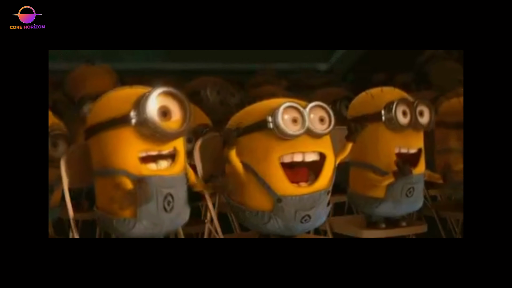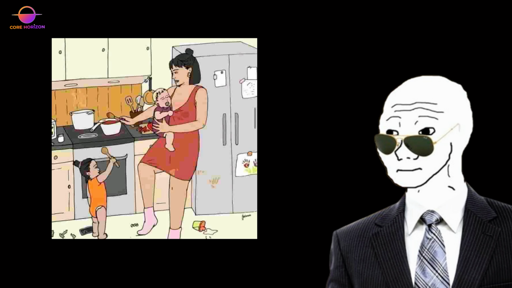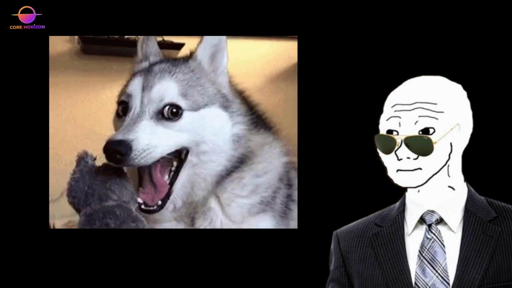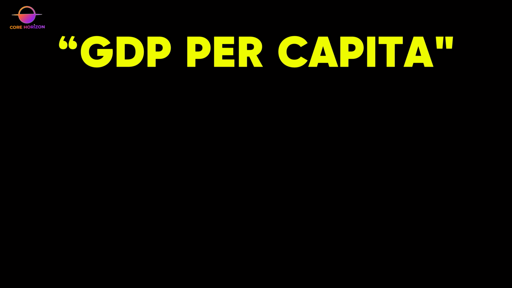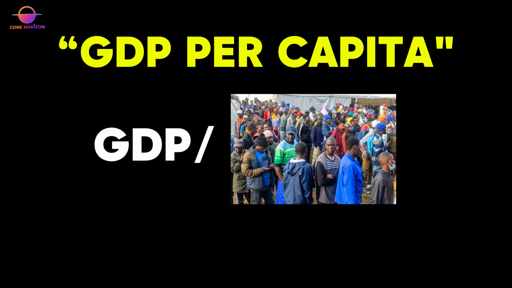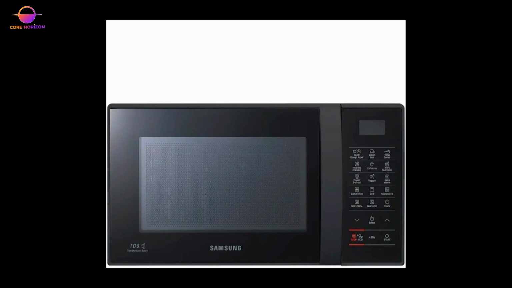But don't get too excited about GDP. It doesn't count unpaid labor or black market activity, or whether you're happy, or if the GDP came from selling weapons to toddlers. Which is why some people prefer GDP per capita. GDP divided by population to compare living standards. Still flawed, still useful, like a microwave with no door.